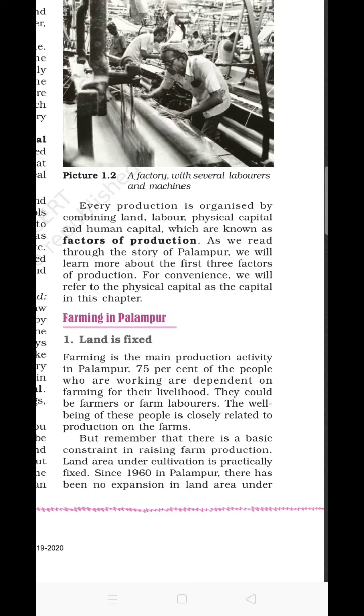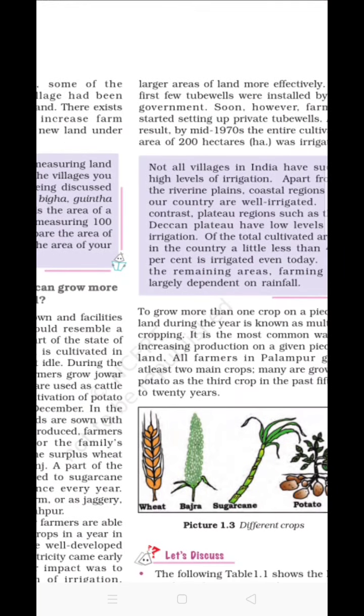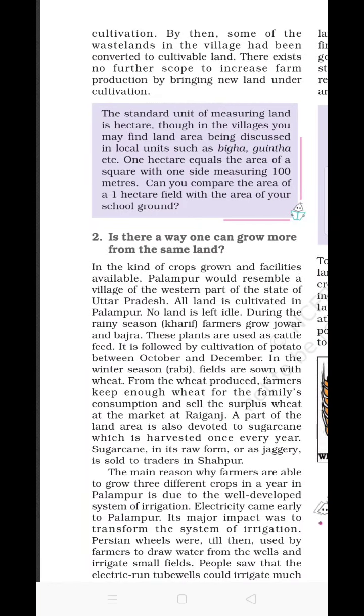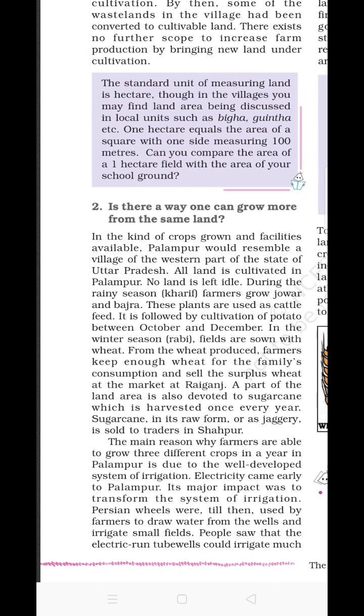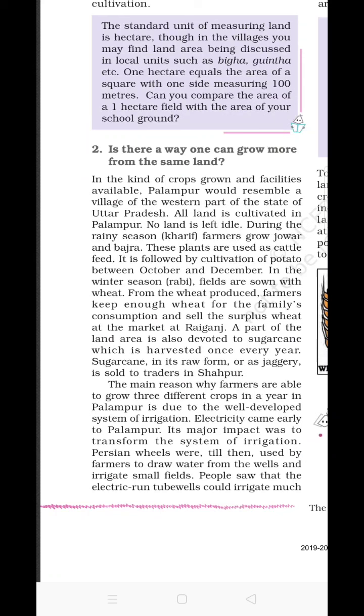Like 75% of the people who are working are dependent on farming for their livelihood. They have their land, and they have to work on their own part of the land. It is not possible otherwise. If I have only 3 to 4 patches of land, I am unable to cultivate my crop in each and every area. So somehow the land is fixed and divided among each and every person.